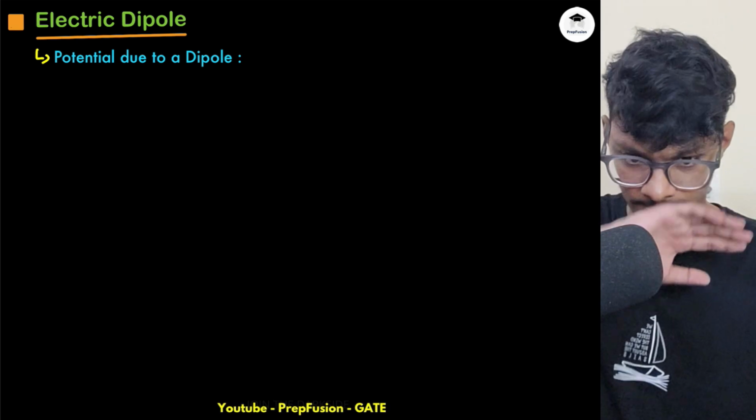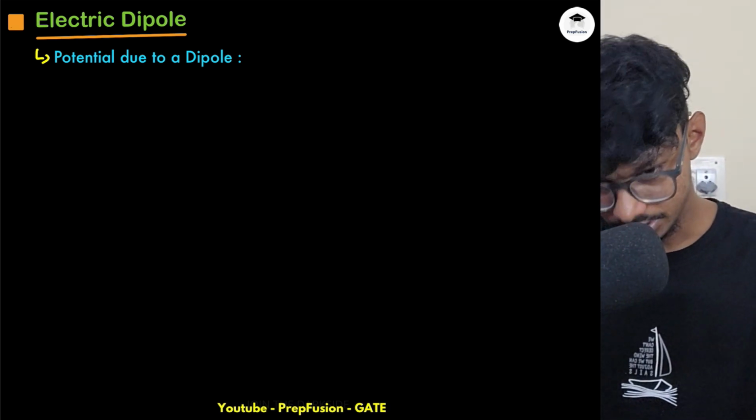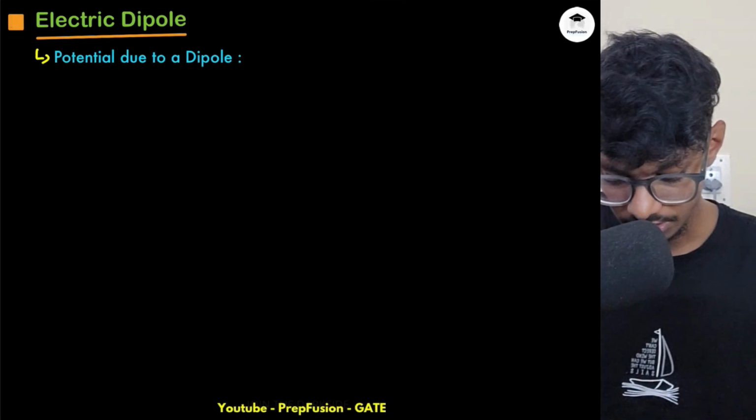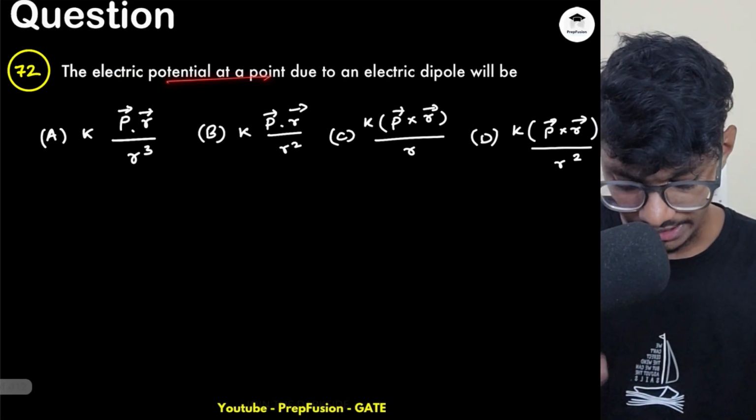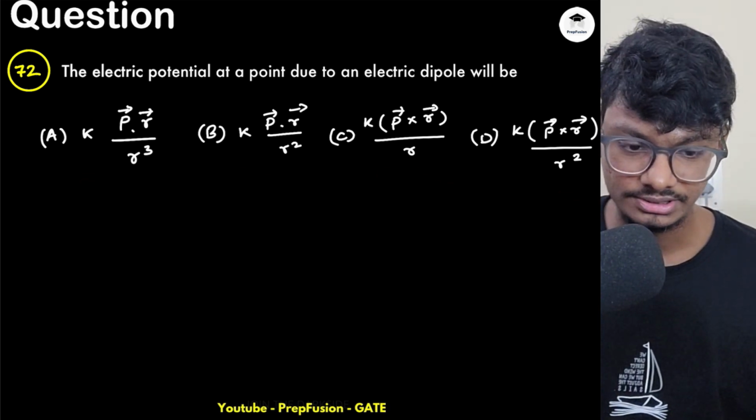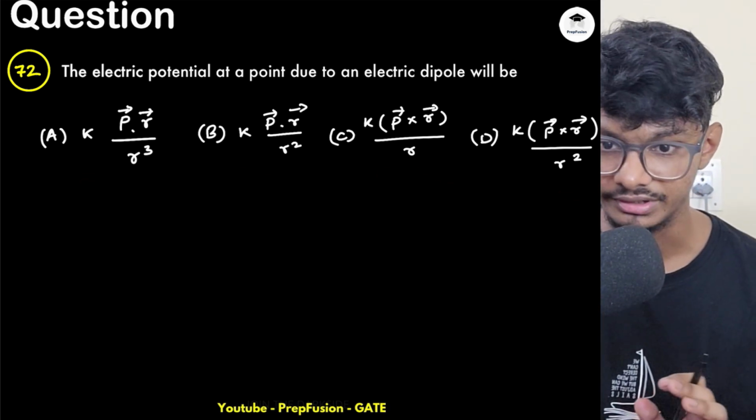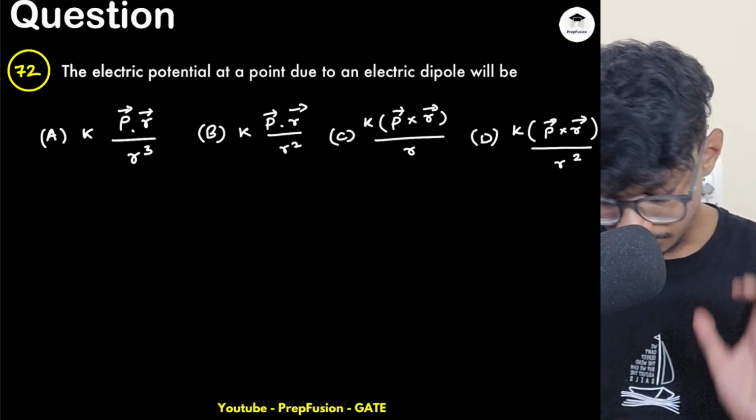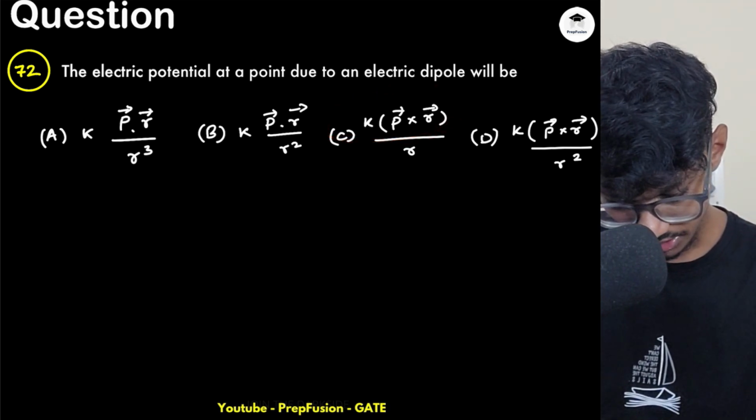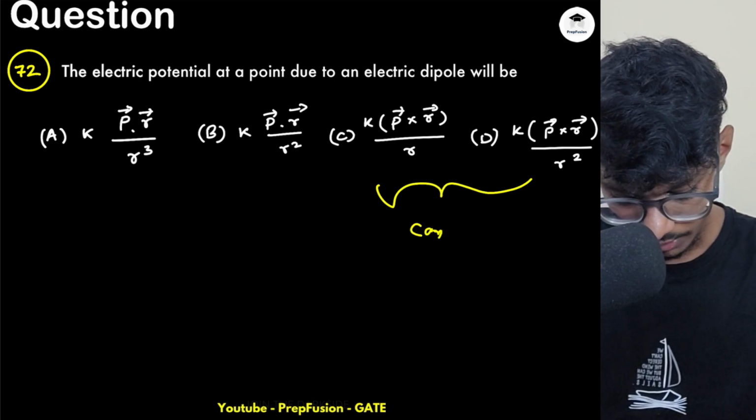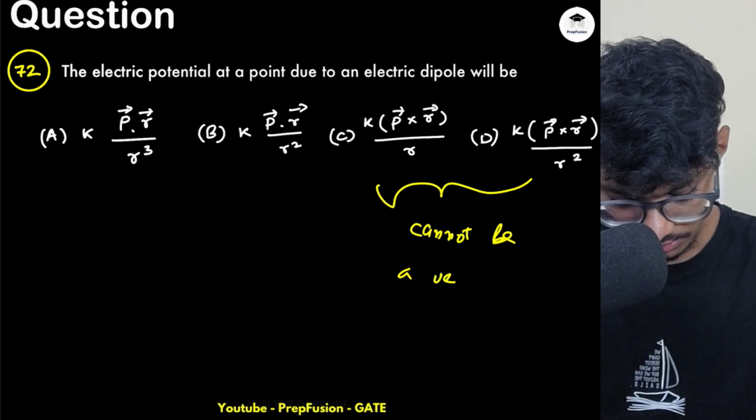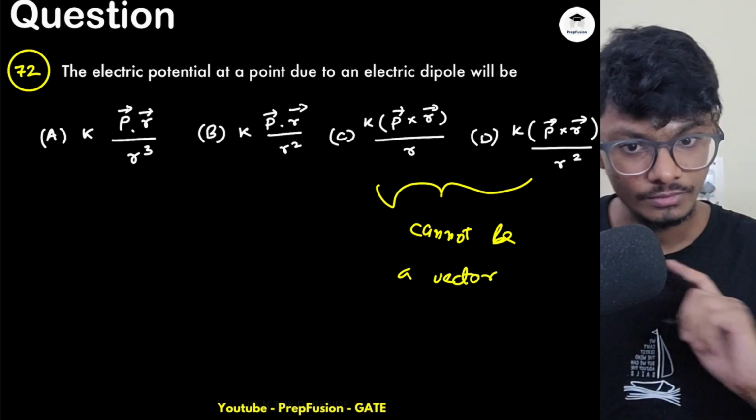Now can you tell me this question? The electric potential at a point P due to an electric dipole will be this. Now you might say, sir, we haven't derived any such expression anywhere, but actually we have. See, if you observe this, it cannot be a vector, right? These two options are anyways gone.